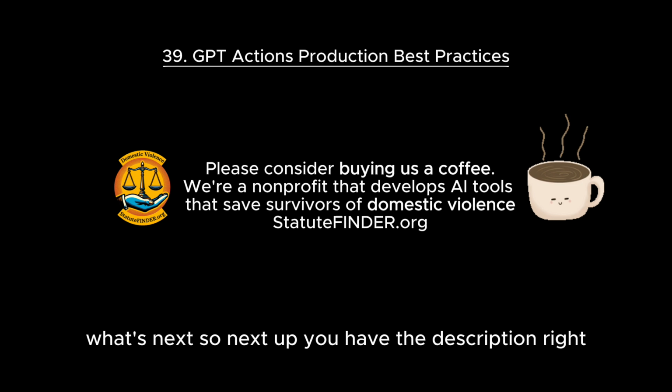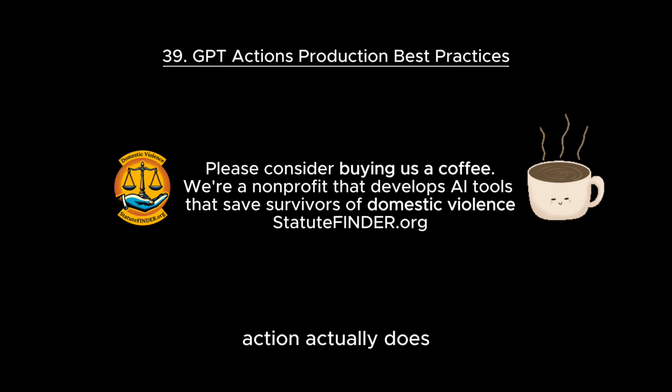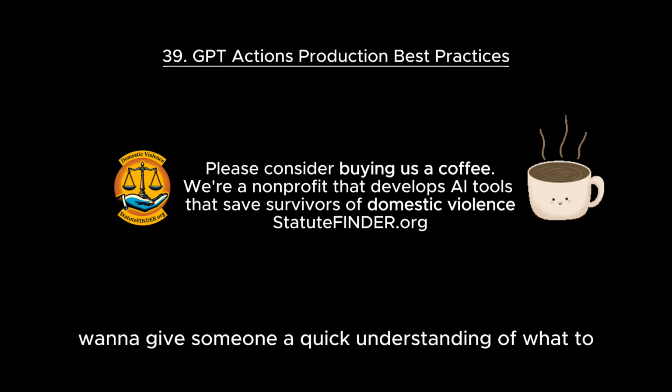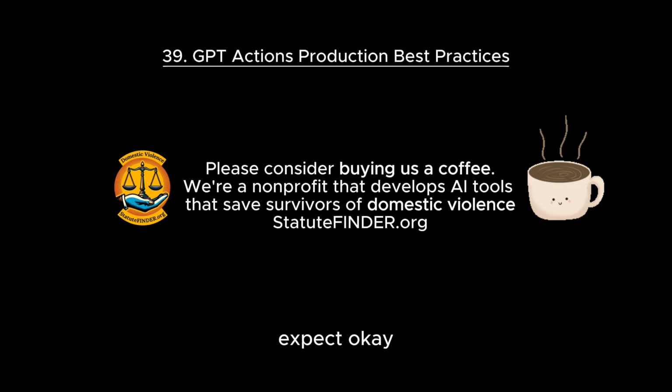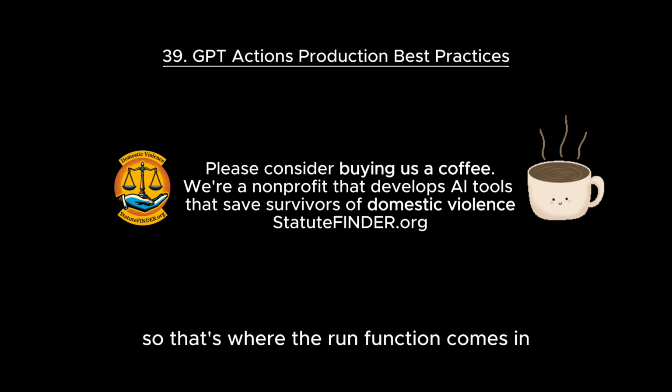What's next? So next up, you have the description, right? And this is where you provide a concise and informative overview of what your action actually does. Think of it like the little summary on a recipe card. You just want to give someone a quick understanding of what to expect. Okay, so a clear description is important. But what about the actual code that powers my action? Where does that go?